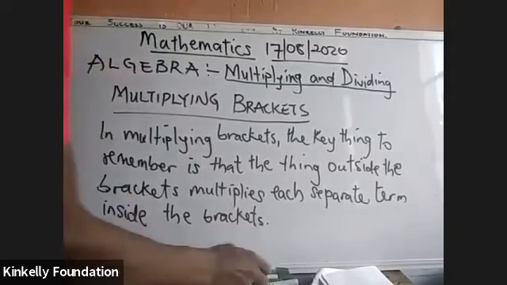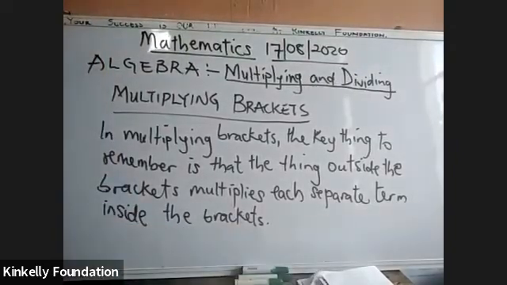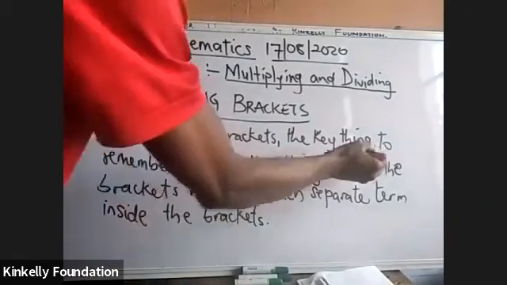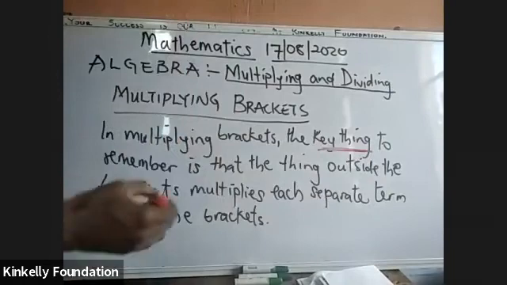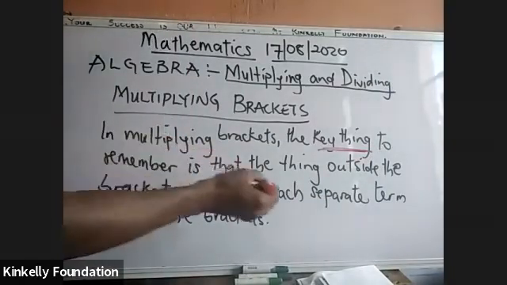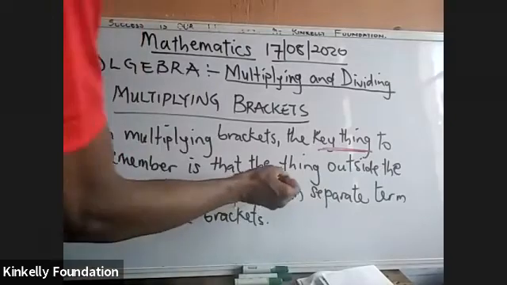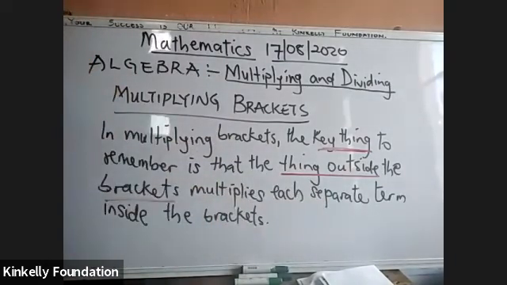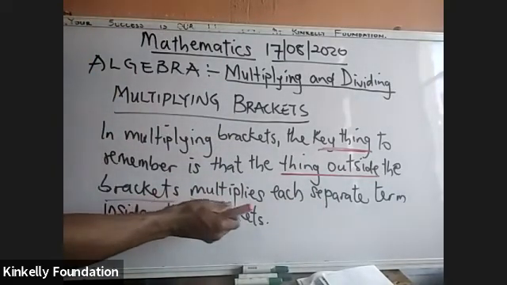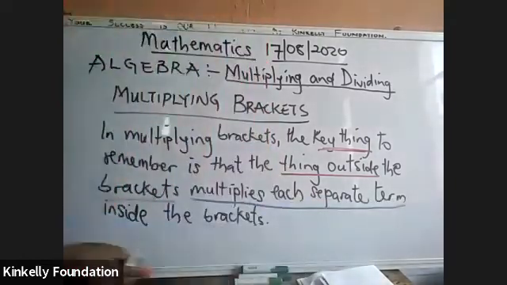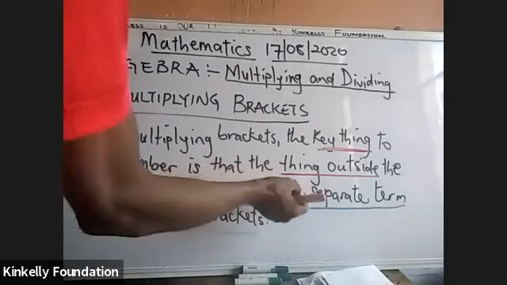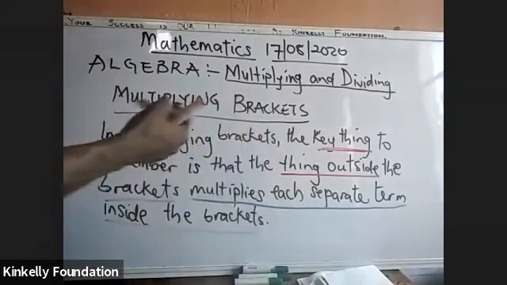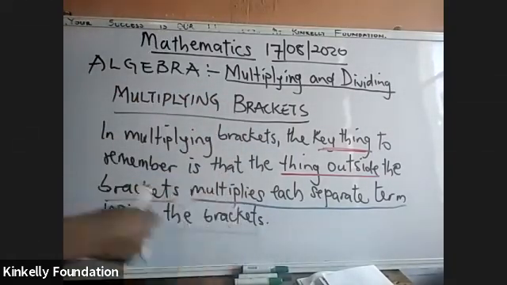Now, in multiplying brackets, the major thing we need to note is that whatever is outside the bracket, be it a number or anything, multiplies each separate term inside the bracket. Take note of this. Anything outside, when you are multiplying brackets, multiplies everything inside the bracket.